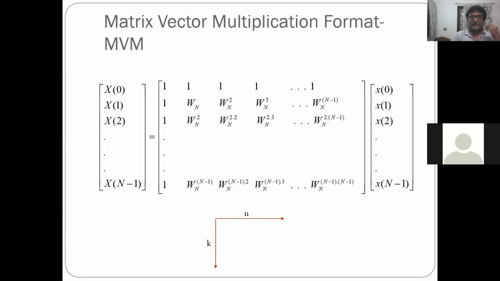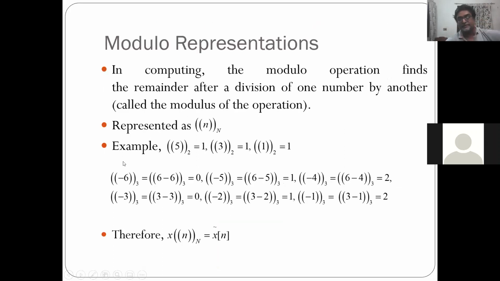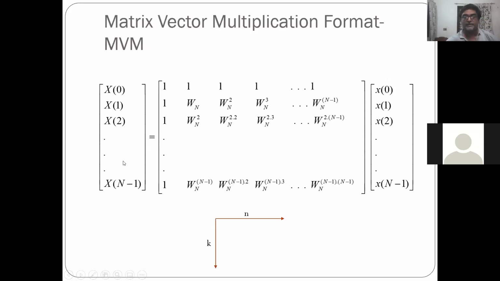Okay, so the matrix vector multiplication format, the MEM takes a vector of dimension n. So this we call a vector of dimension n. This is a vector of dimension n. Okay, right? So this is my input signal, and this is my output spectrum. The input signal and the output spectrum, which are discrete in nature, can be represented as n by 1 or n dimensional vectors.